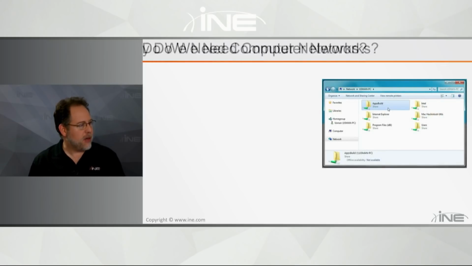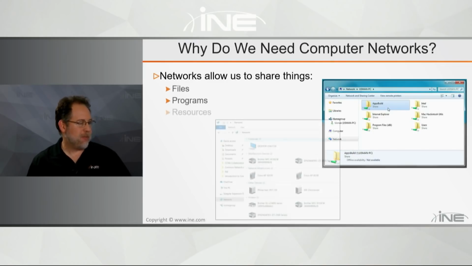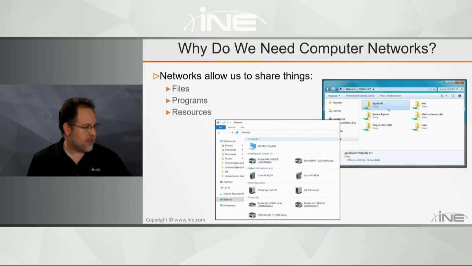So why do we need computer networks? Well, there's a couple of primary reasons. Number one, they allow us to share things. And there's three things that we can share: files, programs, and resources. So files.